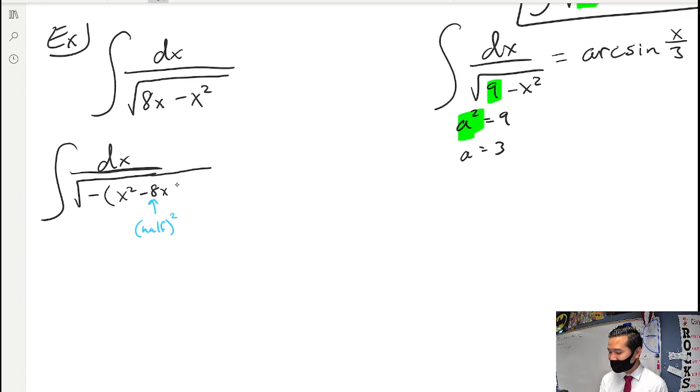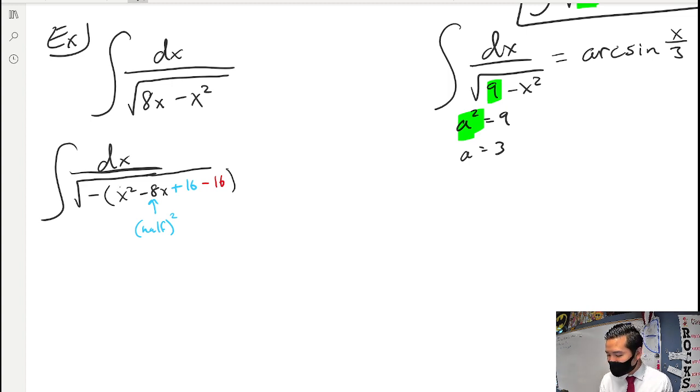So guess what I'm going to add? 16. But in order to keep this balanced, I also have to minus 16. So that way I'm not adding any number really to this problem, right? I add 16, I subtract 16. I'm not actually doing anything to this problem. But it makes it so I can do this.